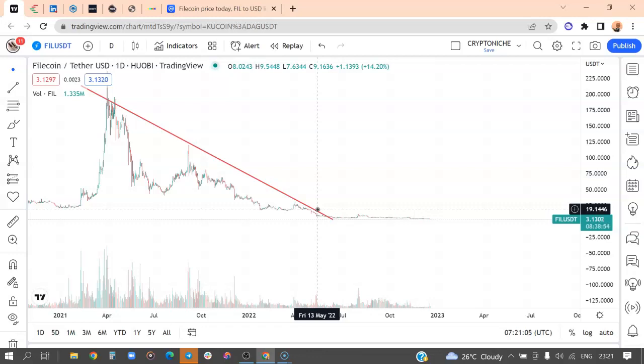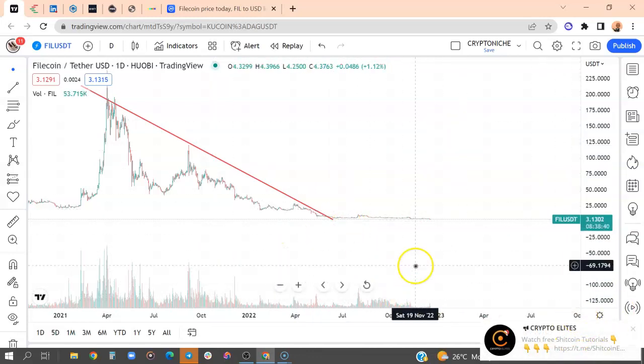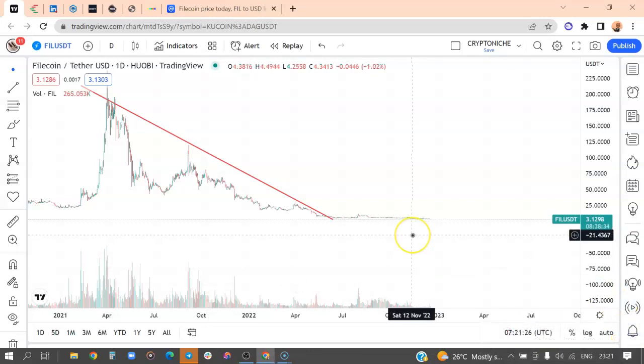So the accumulation stage is a nice buying opportunity for those who want to invest into Filecoin for a long time. Okay, but I'm going to be making analysis also for those who want to swing trade Filecoin. You can also profit from it. So just give me a little more time so you can dive deep into it.